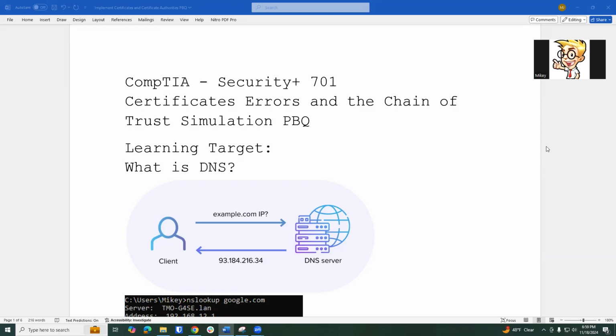Trying a little different format and playing with how I want to present these kinds of materials. Yeah, I just got some inspiration from another PBQ and made it my own.